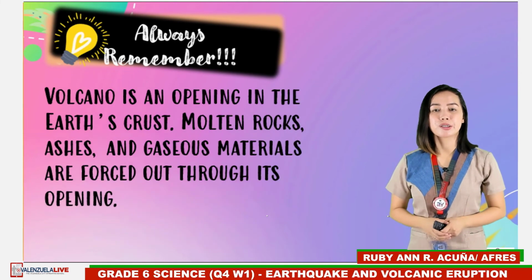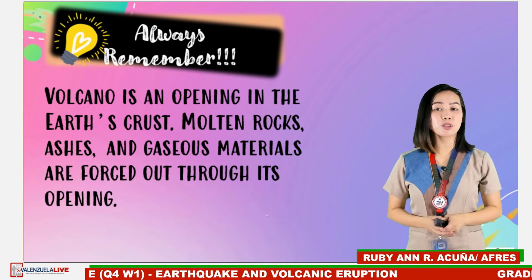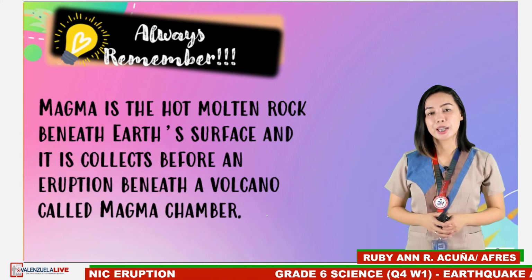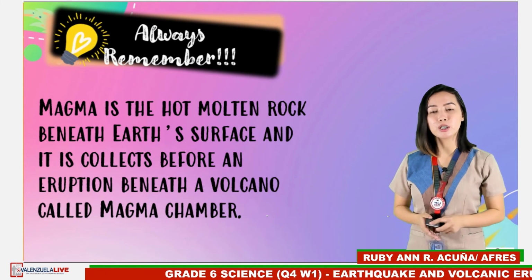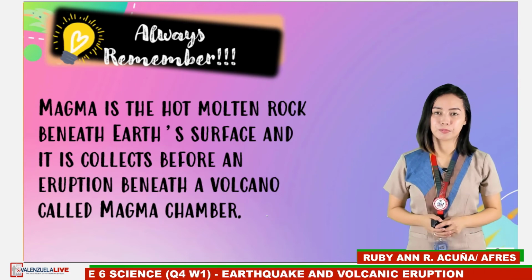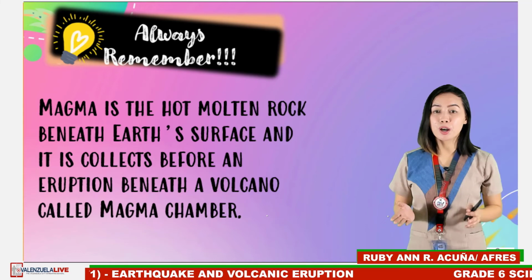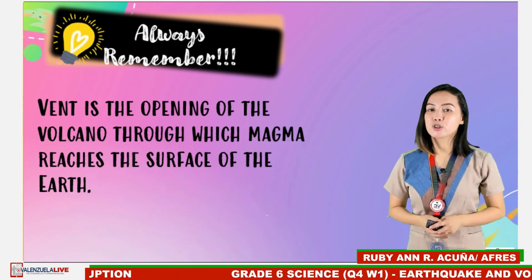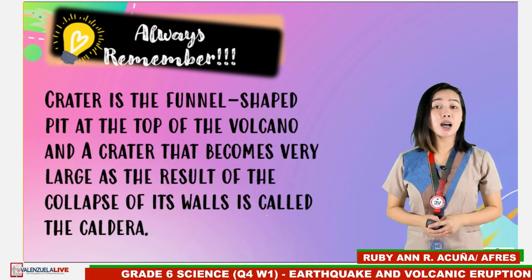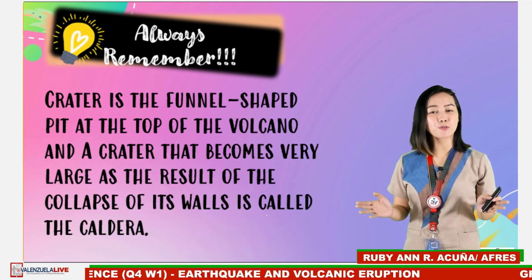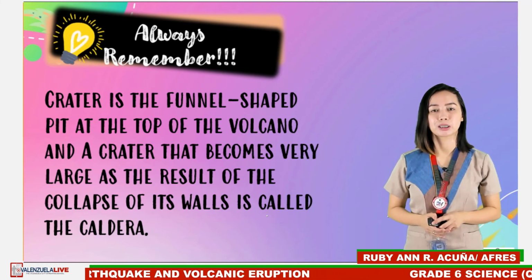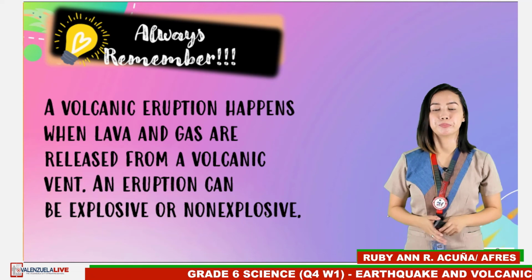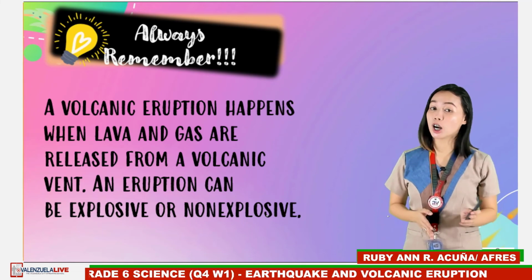Volcano is an opening in the Earth's crust. Molten rocks, ashes, and gaseous materials are forced out through its opening, while magma is the hot molten rock beneath Earth's surface, and it collects before an eruption beneath a volcano called the magma chamber. The opening of the volcano through which magma reaches the Earth's surface is the vent, while the crater is the funnel-shaped pit at the top of the volcano. A crater that becomes very large as the result of the collapse of its walls is called the caldera. Volcanic eruption happens when lava and gas are released from a volcanic vent. An eruption can be explosive or non-explosive.